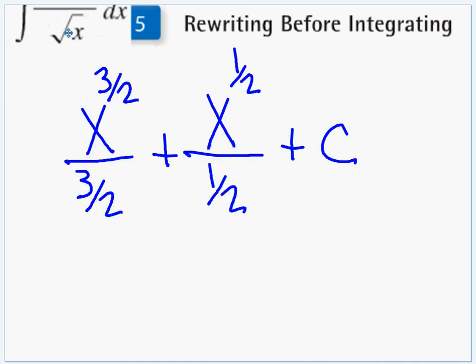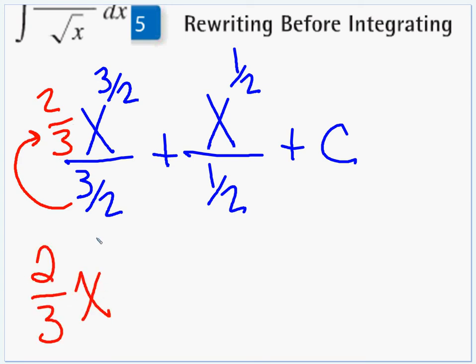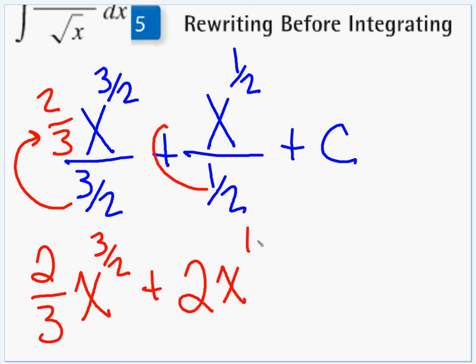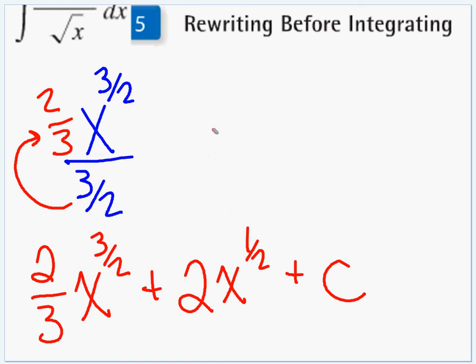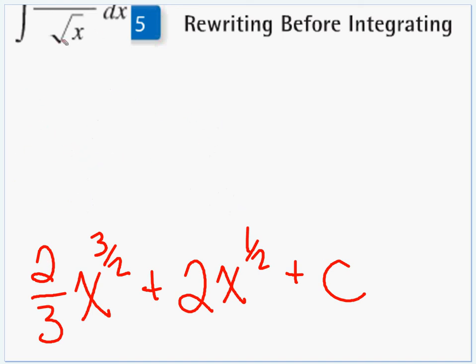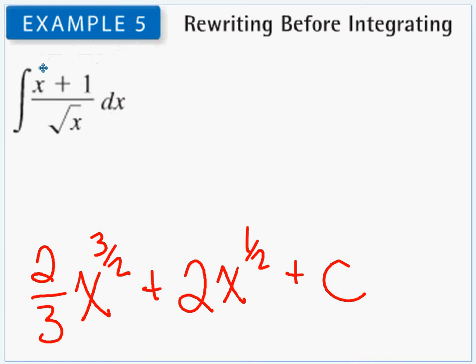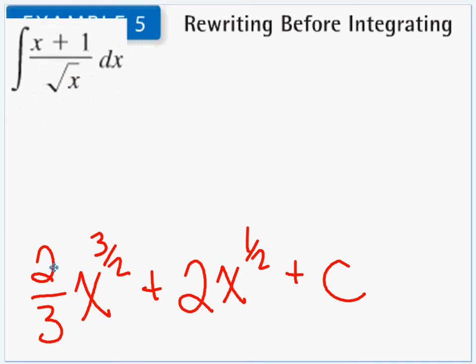So now this is a good answer, but it's not aesthetically pleasing. Fractions within fractions is just horrible. So let's bring this up and flip it. 2/3 x to the 3 halves plus, bring this up and flip it, 2 x to the 1 half plus our constant. There we go. There's our antiderivative. If you don't believe me, just derive it, and you'd have to do a little work to get it back into this form, but it's doable.